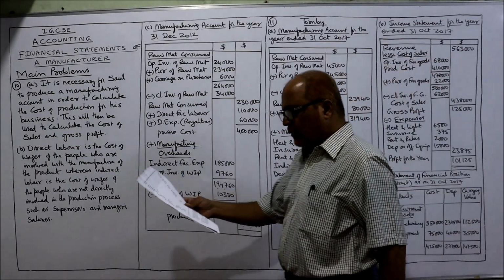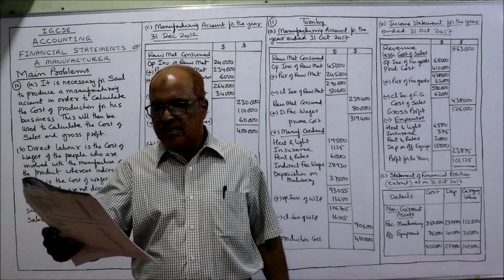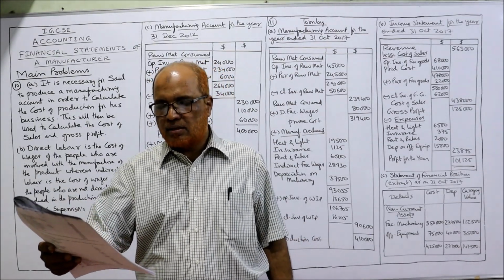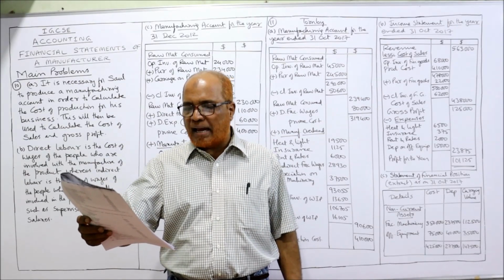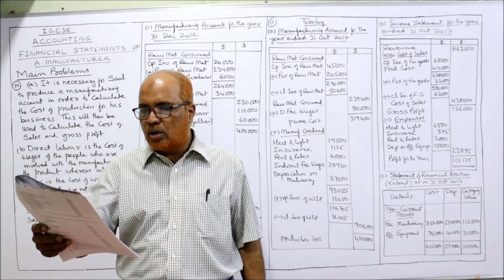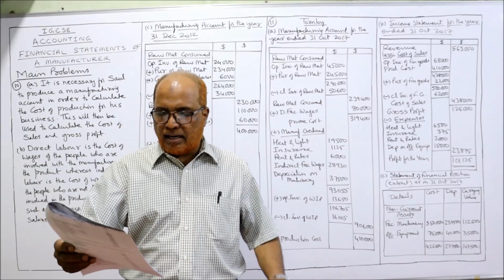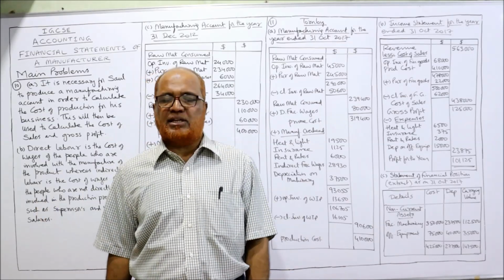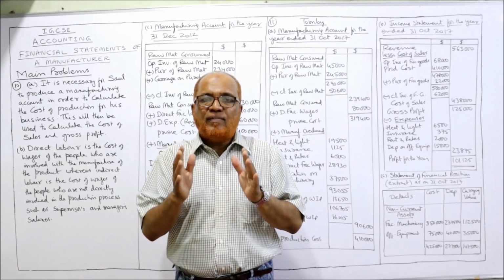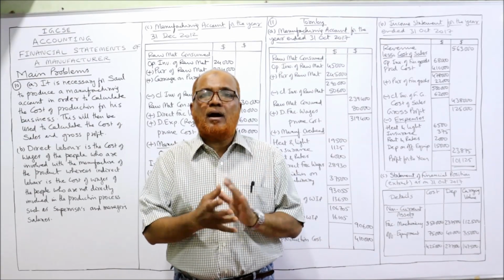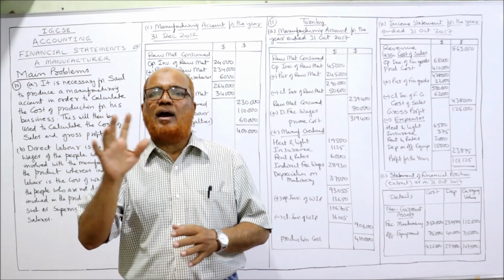Now, see the 10th problem. Saul runs a manufacturing business. Three different questions are there. The first one: explain why it is necessary for Saul to prepare a manufacturing account in addition to an income statement. Every business will make the income statement, but a manufacturer will open one more account called the manufacturing account.